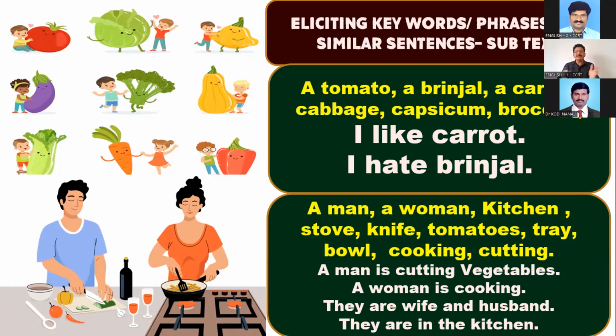And now, if you look at the picture in the previous video, the children were saying some of the vegetables, like a tomato, a brinjal, right? And then some sentences like I like carrot, but I hate brinjal. And then we started saying the woman is cutting, the man is cutting, the woman is cooking, like that, wife and husband. All this we can prepare as sentences and write on the green board. And now observe what we have done during this process.